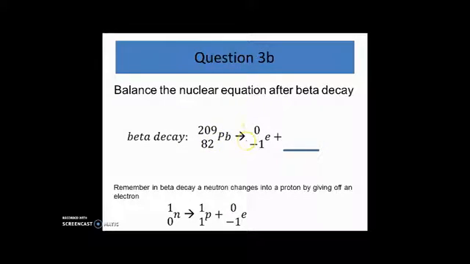Now here's a beta decay example, same sort of process. 209 plus 0 equals 209, so that's correct. And then what plus negative 1 equals 82? Well, 83. So that number, 82, is going to become something more. You're going to gain a proton because it came from that neutron. And 83 on the periodic table ends up being Bi, or bismuth. So here would be the reaction for 3B.